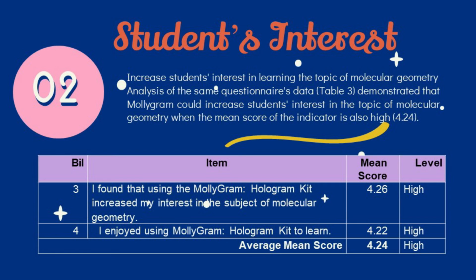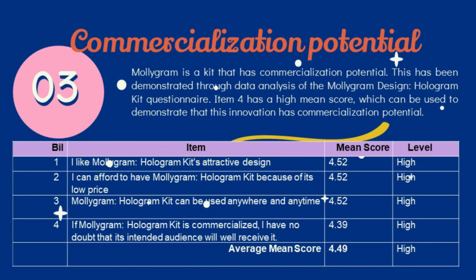Second, it helps to increase student interest in this topic. As shown, the mean score from the questionnaire for this part is about 4.24 out of 5. Third, the students gave a score of 4.49 out of 5 for the item in the questionnaire saying that this Mollygram kit has the potential to be commercialized.